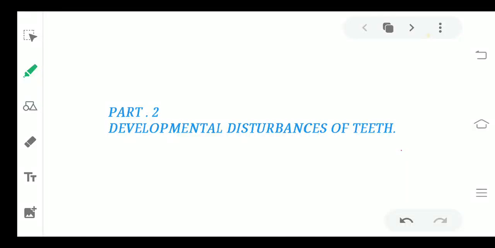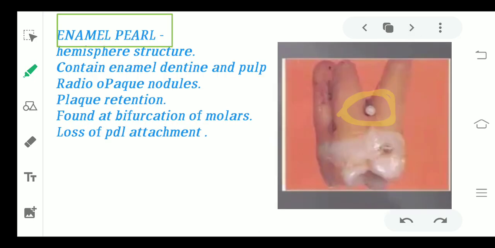Hello, welcome back everyone. So in the last video, we did about the various developmental disturbances of teeth like fusion, gemination, dilaceration, concrescence. Continuing with the video, we will now be studying about enamel pearl. In the figure you can see there is a pearl kind of structure at the bifurcation junction. So this is what enamel pearl looks like.